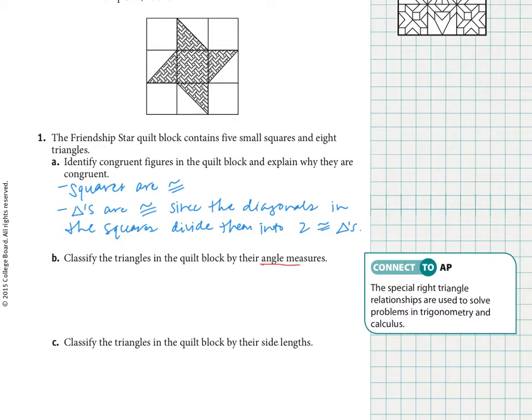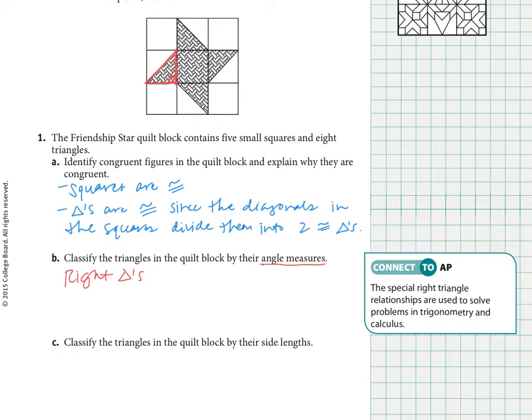Let's go on to part B, where it says classify the triangles in the quilt block by their angle measure. So let's say we're looking at this square. We know that this diagonal divides it in half, so we are looking at this triangle right here. Let's start looking at just one of the angle measures here. If we show this symbol in our triangle, we know that these are right triangles. So let's start off with that piece of information. We know those are right triangles.